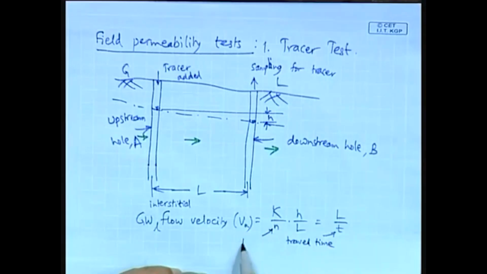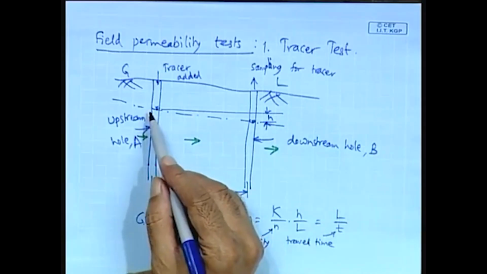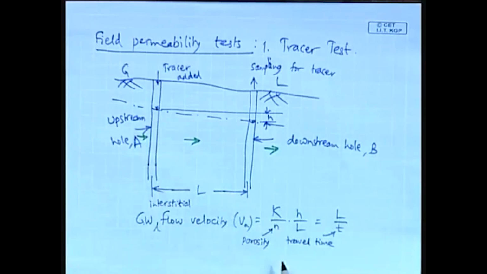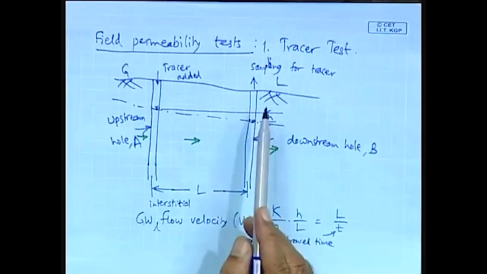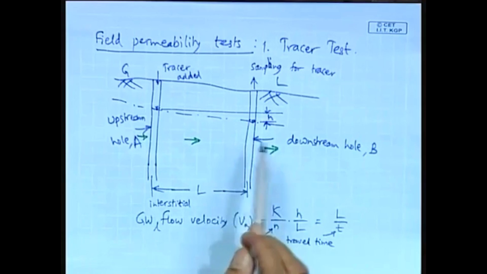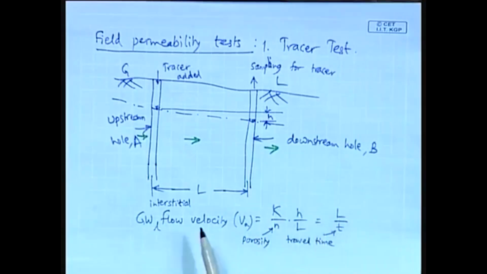N is the porosity and H is the difference in the water level between the upstream hole and the downstream hole. Upstream hole is where the tracer is added, and downstream hole is where the sampling of the tracer is done. That means the time measurement as well as its concentration.